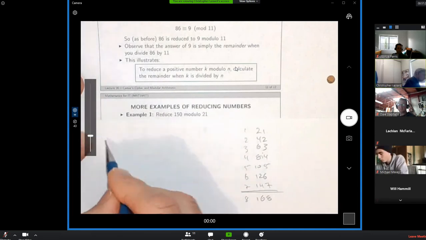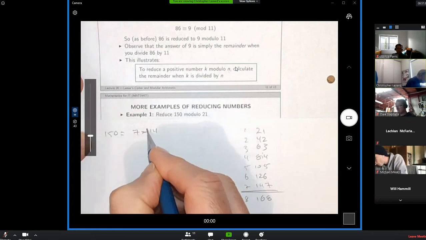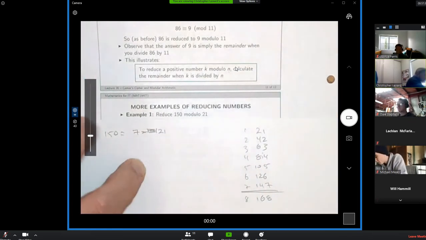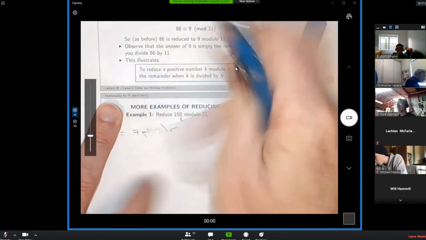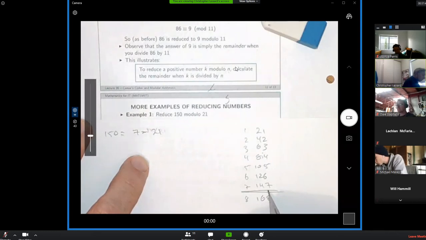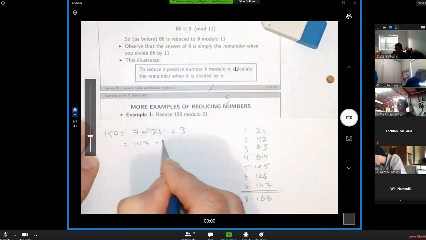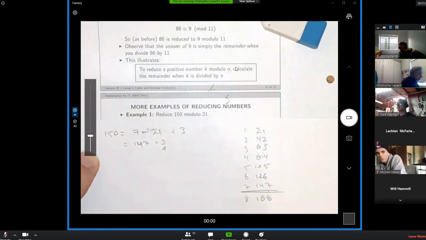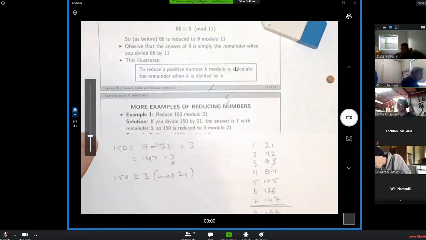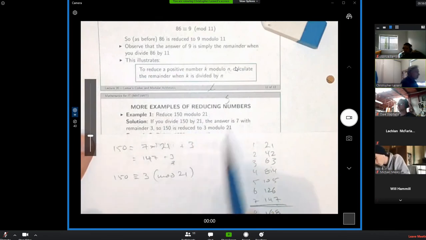So 150 is 7 times 21, which is 147, and we need another 3. So 3 is our remainder. So 150 is congruent to 3 mod 21, if I've done my arithmetic correctly. So we've just written it out here. 150 is reduced to 3 mod 21.